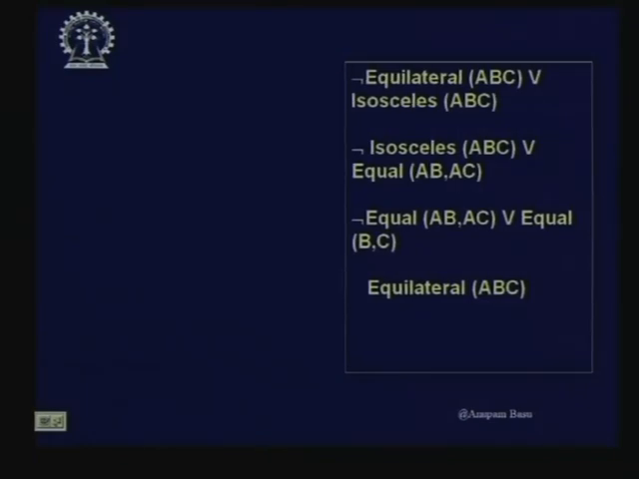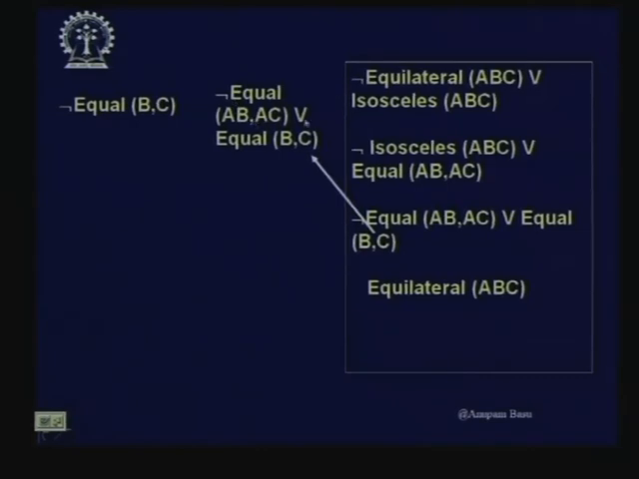So, let us look at this animated resolution. We have got in our knowledge base all these clauses, equilateral ABC or isosceles ABC, etc., all these that we have discussed, and this is the one we want to prove. We want to disprove this not equal BC. In order to prove equal BC, we want to disprove not equal BC, and then we have to resolve it, and from here we will have to select one clause where we have got the negation of this. Where is that? It is not equal BC and here is equal BC. So, I select this clause, not equal ABAC or equal BC.